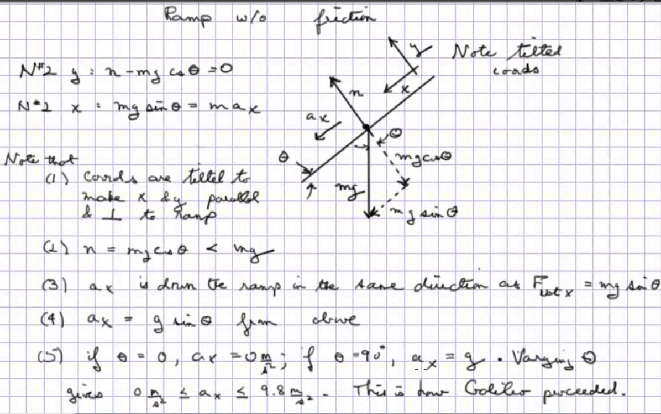This is historically how Galileo, Newton's predecessor, did his experiments on measuring gravity and understanding constant acceleration motion. So the next chart we will do, we'll discuss what happens if you put friction into this.